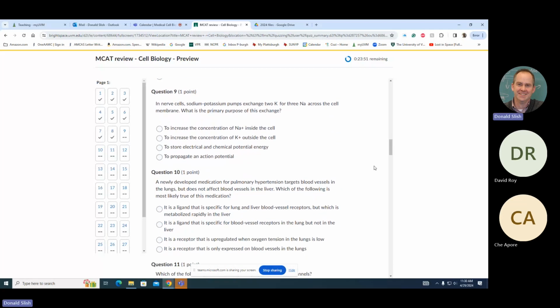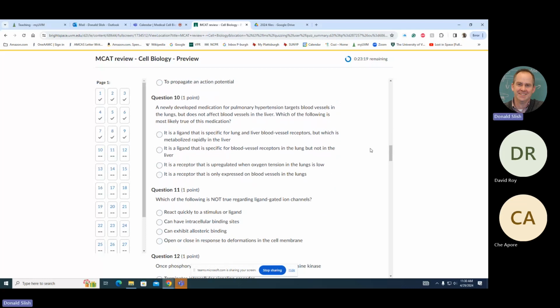In nerve cells, sodium potassium ATPases, what's the primary purpose? You're restoring energy. Here's a thing too: to increase the concentration inside the cell, no, because you're pumping it out. Increase potassium outside the cell, no. Your physiology is going to control the outside of the cell. The cell can only control what's inside. And action potential, sure, but not in every cell. Only some cells do action potentials.